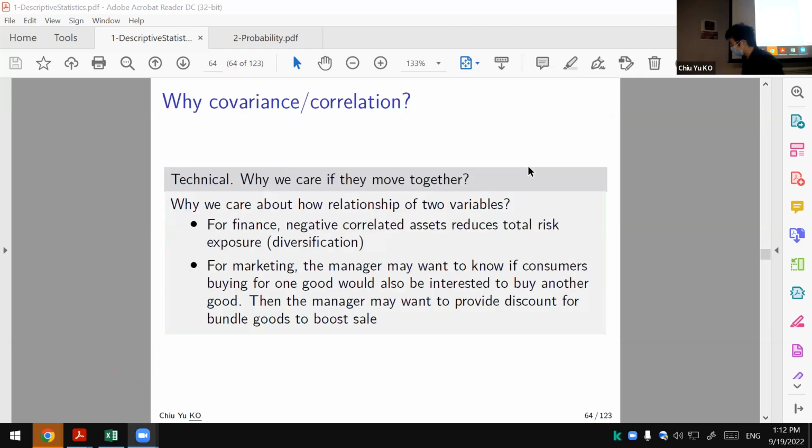So the question is again, why do we care about covariance? I mentioned it already, but what is the application? As we are a business school, we're interested in finance, marketing, or accounting as well. But let's focus on a few applications. In investment, a lot of the time we talk about diversification, and about what our vision is.